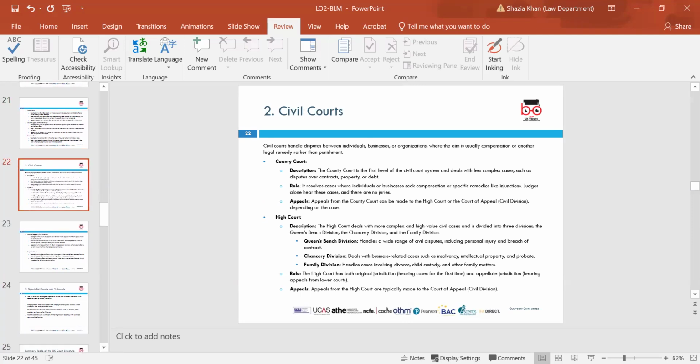So, civil courts. The first one is the county court. The county court hears a wide range of civil cases. It is a court of first instance, but also hears appeals in some circumstances. Claimants in civil cases can choose to commence proceedings in the county court. The county court tends to hear cases that are less complex and of a lower monetary value than those considered by the High Court. As a general rule of thumb, cases with a value of under £100,000 should be commenced in the county court. Personal injury cases with a value of less than £50,000 should also be commenced in the county court. Then the next one we've got is the High Court.